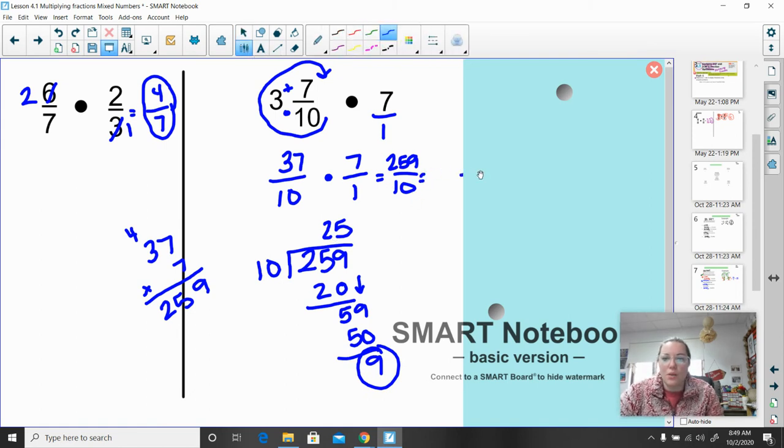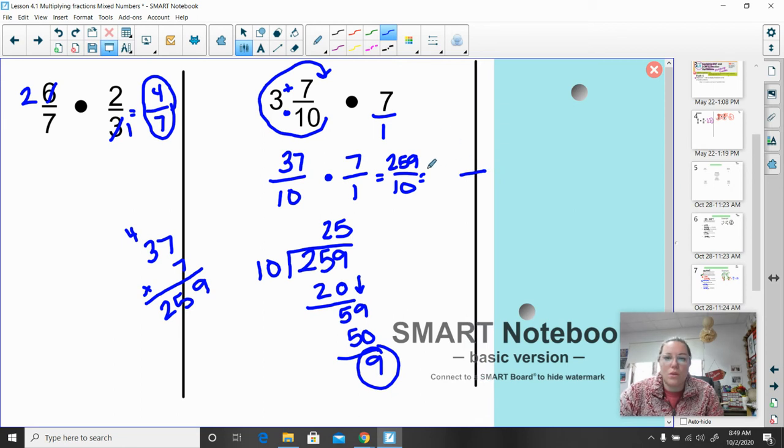So this is equal to 25. My denominator always stays the same. And then my remainder, 9, becomes my numerator. So if I divide, 10 goes into 259 25 whole times with 9 left over, and that becomes my fraction.